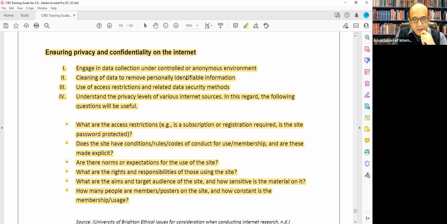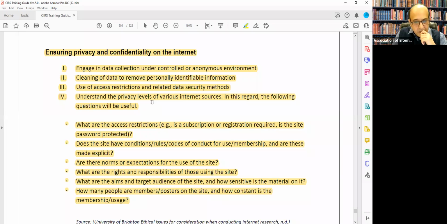If you do collect something that you don't want to include in your research, even though it is put in by accident or by design, doesn't matter. If it is part of your questionnaire, but it is identified as an extra piece of information, or any information that could pose privacy infringement, then you need to identify that or remove that. Use of access restrictions and related data security methods.